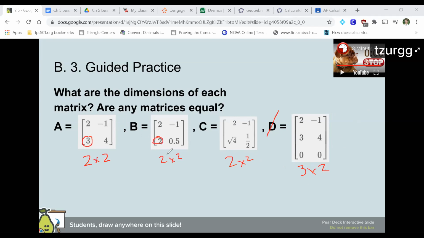If we look at this, second row, first column, that's different. If we compare this to C, the square root of 4, it looks like it's different, but the square root of 4 is just 2, right? So A is not going to be equal to these, but these two aren't out of the running yet. And if we compare their last element, 0.5 is the same thing as a half. So B and C are the same matrix, just written in a different style.